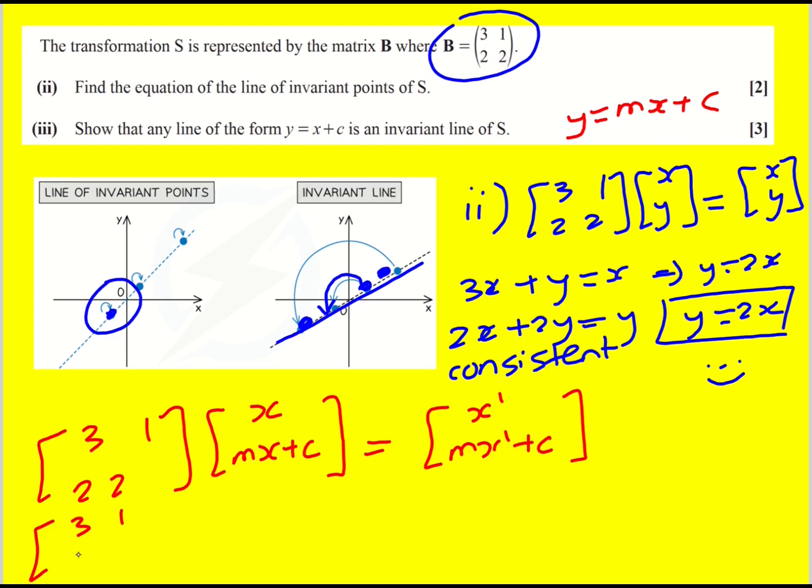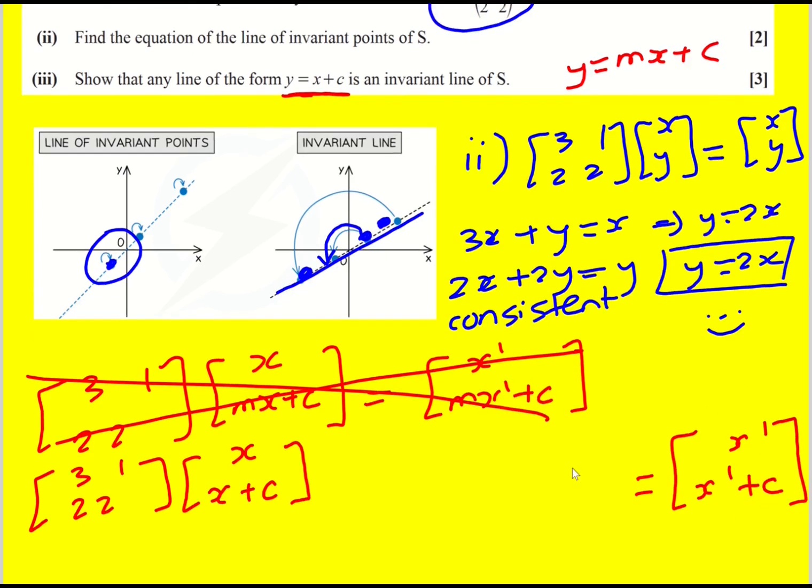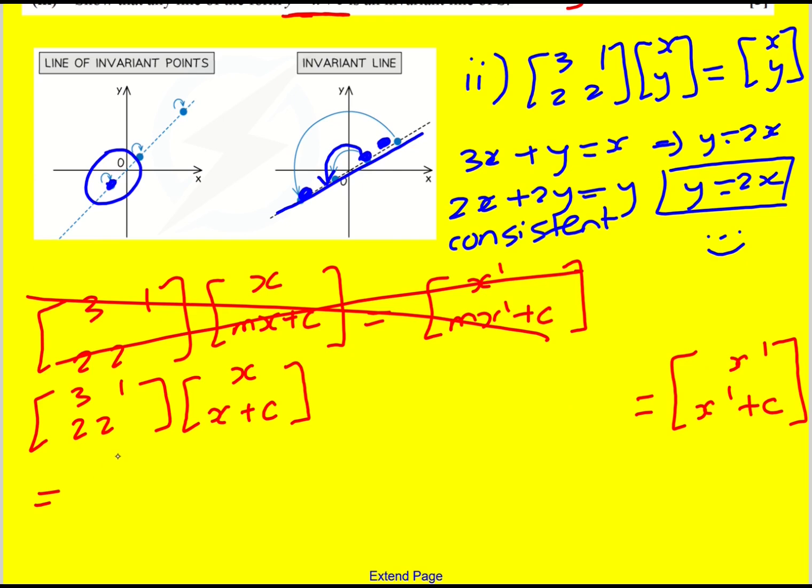So that's what I'm going to apply here. I've got a little bit of a helping hand. I'm told to show that any line of the form y equals x plus c is an invariant line. So that was just the general case. I'm going to cross it out, actually. So what I can do is say that x, and then it's going to be x plus c. And what I am trying to get is x dash and x dash plus c as my final answer. So let's see if we can do it.